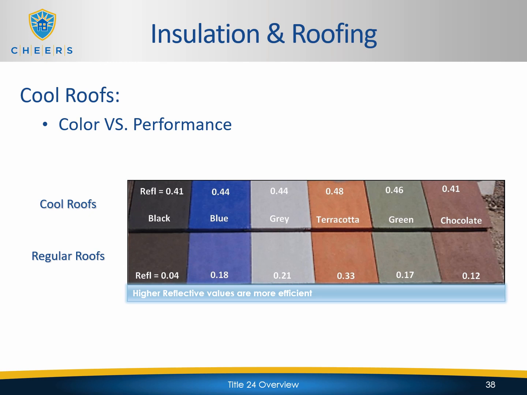So as you can see, the reflectance is still 0.41 versus a regular roof that's 0.04. Now, the black tile is obviously a worse-off scenario than a gray tile, but nonetheless, it can still be considered a cool roof depending on the manufacturer. So it's all about the manufacturer and the product that's being installed and not just the color of the tile.